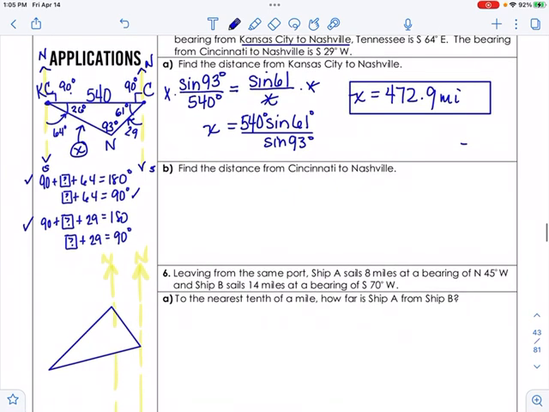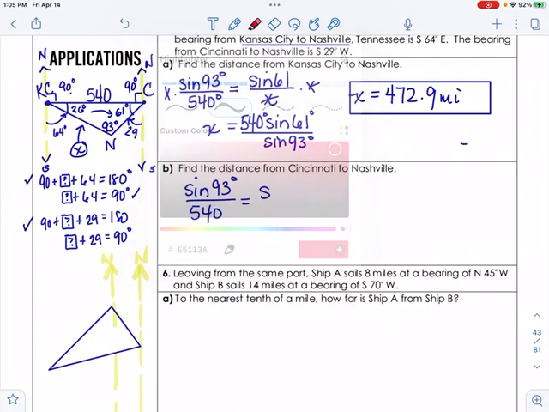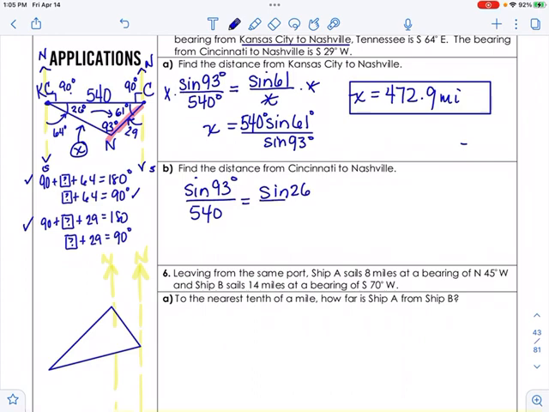Find the distance from Cincinnati to Nashville. So we're going to do the same thing. I'm going to hold the kids outside for this one. They're going to be like, what is she doing? I'm going to keep the first one going, and then I say is equal to. Now I need the other one, so I'm going to go from 26 because I want to get Cincinnati to Nashville. So you can kind of see that. It's this one. So I have sine of 26 that I want to use.